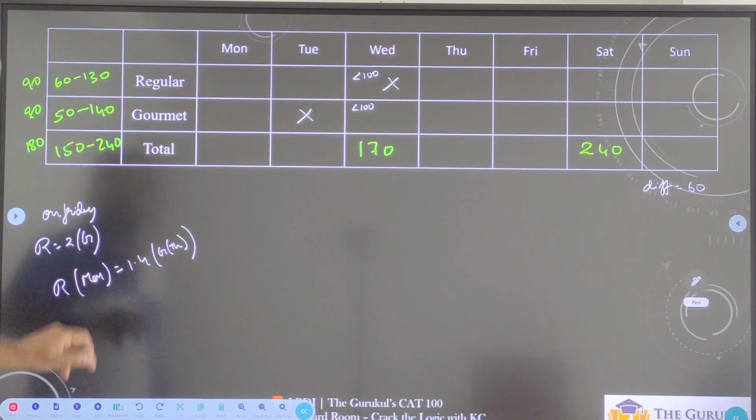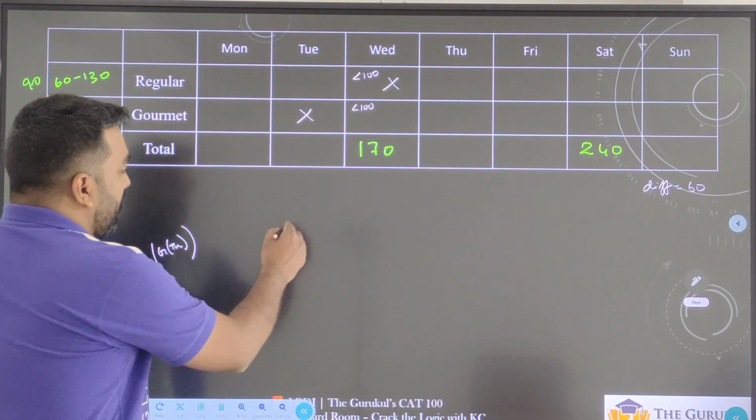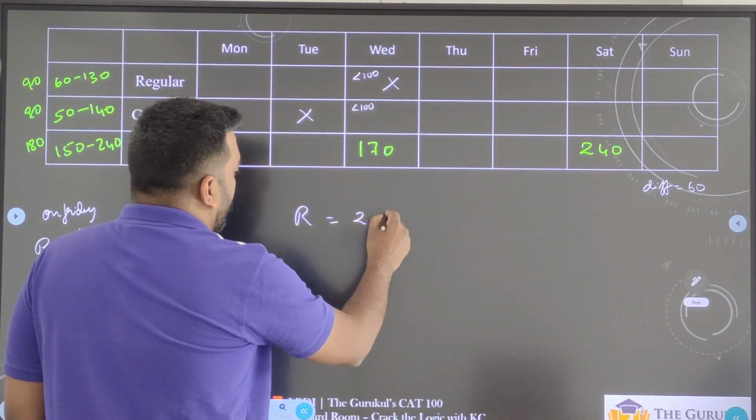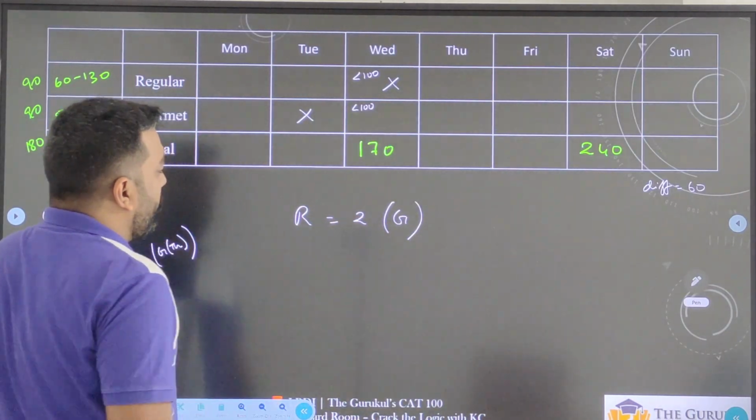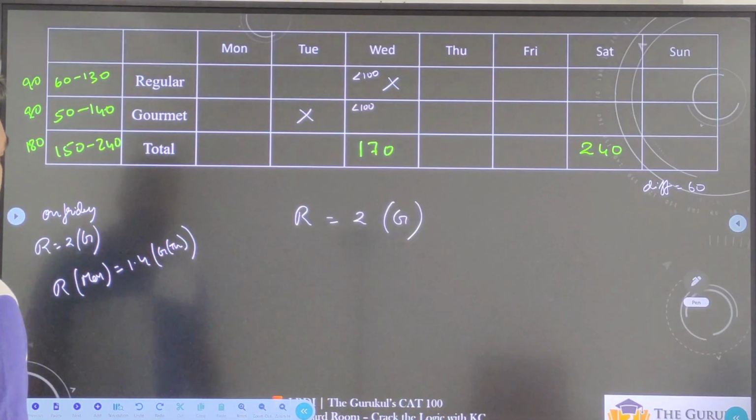Now if I want to start with Friday, regular is twice of gourmet. Regular is equal to twice of gourmet. Let's try to analyze this statement properly. What can be the values?